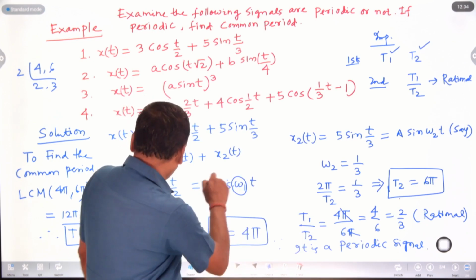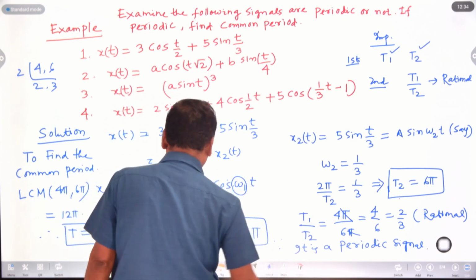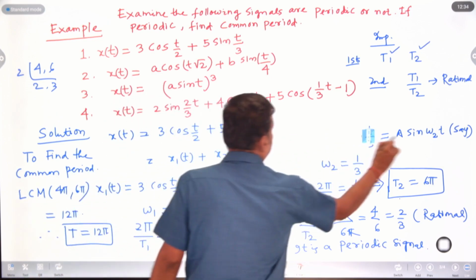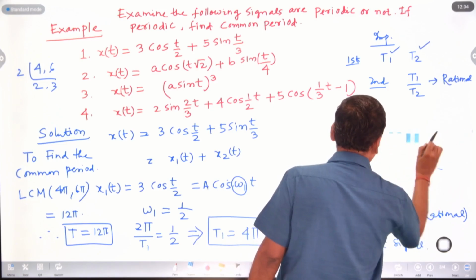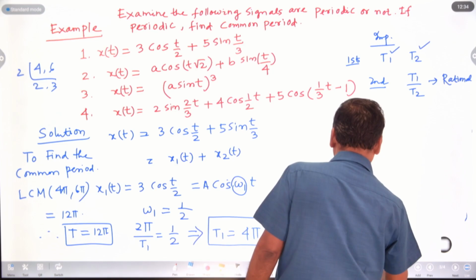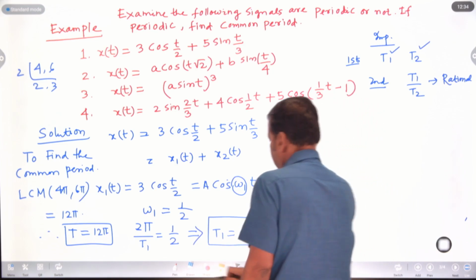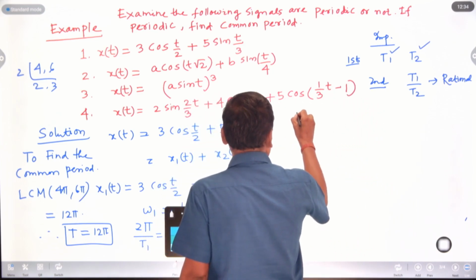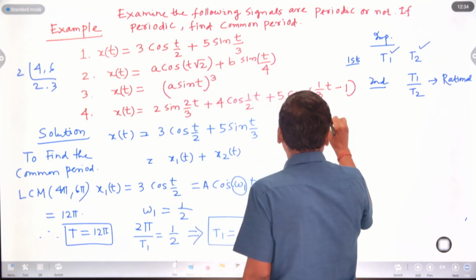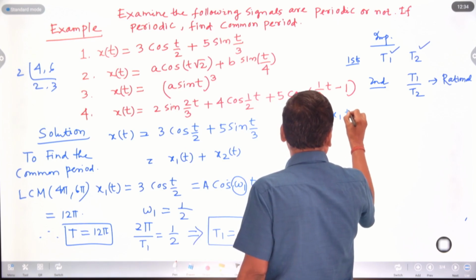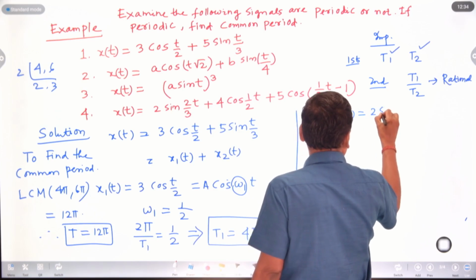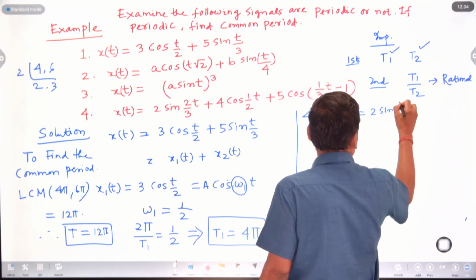Okay, so let us do the fourth example. In this example, first of all we will calculate x1 of t. In question number 4, x1 of t equals sin 2 by 3 t.